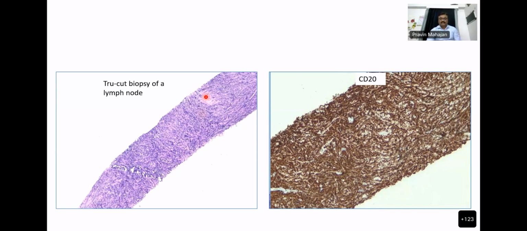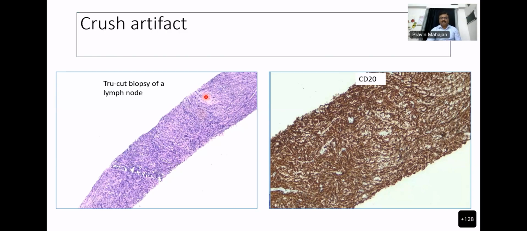the cellular details. Luckily in this case, I was able to do CD20, and CD20 gave me a result, and I was able to tell them that at least this is a B cell lymphoproliferative process, or B cell non-Hodgkin's lymphoma. But sometimes, because of this severe crushing artifact, you may not be able to give any diagnosis, and you will have to ask them for a repeat biopsy.